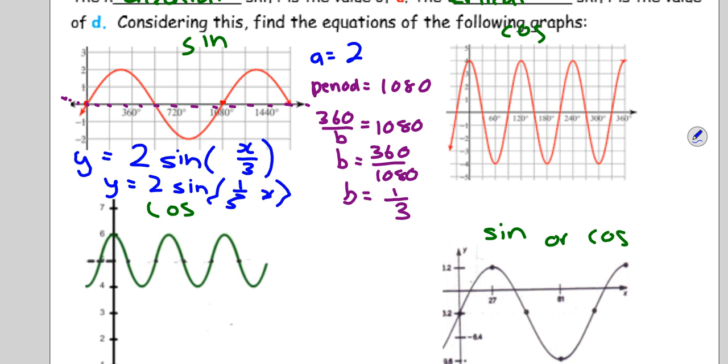So by the way, there are 2 answers there. One is 2 sine x over 3. The other one is 2 sine 1/3 x. Both are okay. I just stopped that one there because I've got to go to another class.